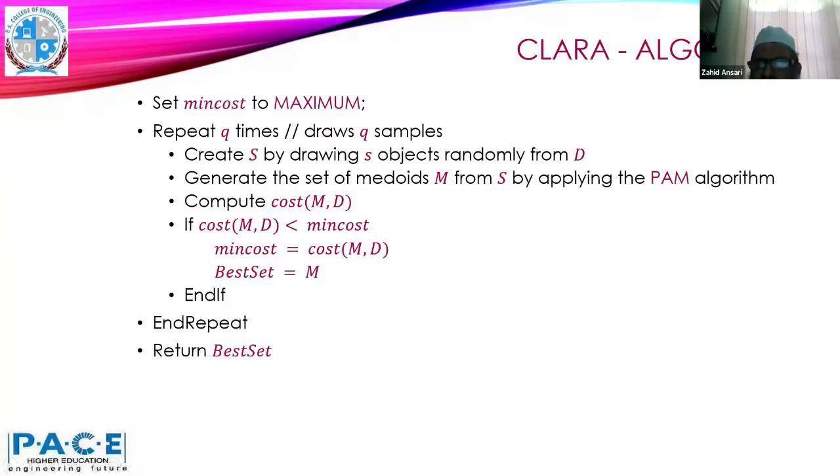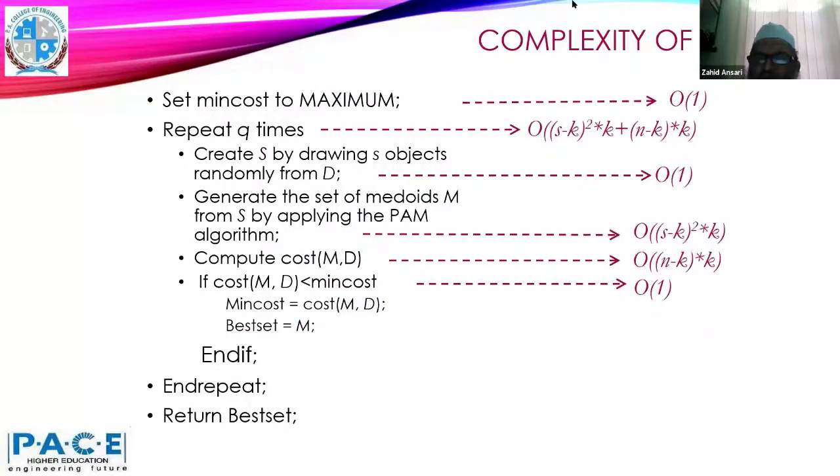What is the improvement in the time complexity? Earlier it was of the order of k(n minus k) square. Now n has been replaced with S, where S is the sample size. So from n it has reduced to S, where S is the sample size, and we get an improvement in the timing.